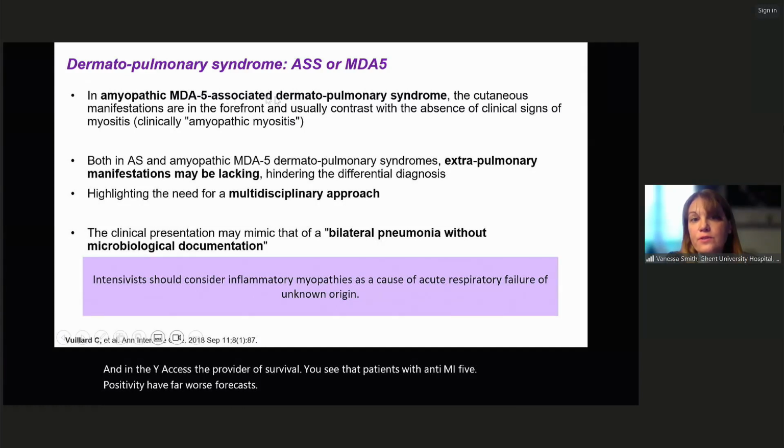In amyopathic MDA5 associated dermatopulmonary syndrome, the cutaneous manifestations are at the forefront. Our patient also had dilated capillaries on capillaroscopy, usually in contrast with the absence of clinical signs of myositis. Our 58-year-old cook also didn't have any myositis. We need to know that both in antisynthetase and amyopathic MDA5 dermatopulmonary syndromes, extrapulmonary manifestations might be lacking, hindering the differential diagnosis. And again, like Helmut correctly said, and he didn't know this case before, I tricked him because it's early in the morning, clinical presentation may mimic that of a bilateral pneumonia without microbiological documentation. So intensivists should consider inflammatory myopathies as a cause of acute respiratory failure of unknown origin, as in our cook.